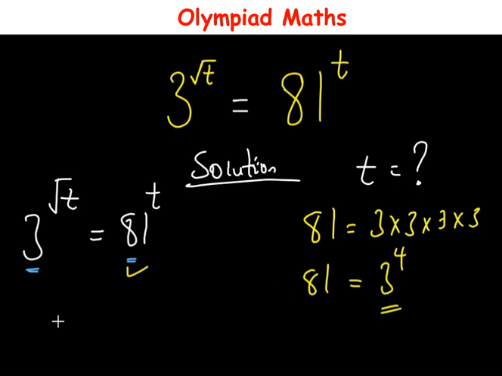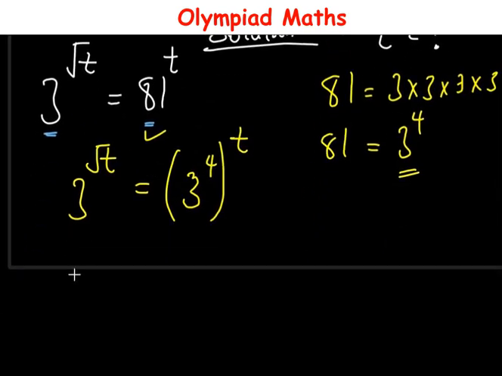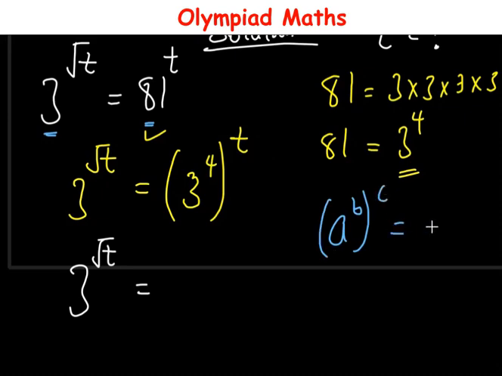So this then becomes 3 raised to power root t is equal to, in brackets, 81 is 3 raised to power 4, then all raised to power t. Next, we have 3 raised to power root t, which equals, applying this rule of indices, that if you have a raised to power b, all raised to power c, this equals a raised to power b times c. Applying this rule right here, what we have is this, power 4 will multiply t, so we have 3 raised to power 4 times t is 4t.